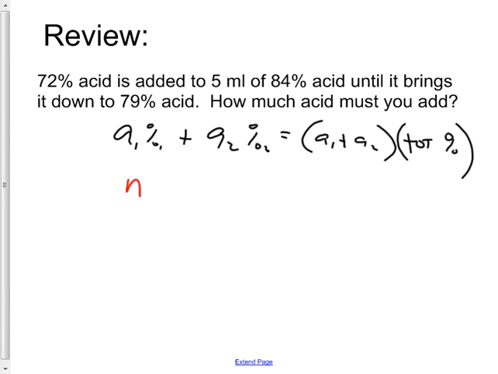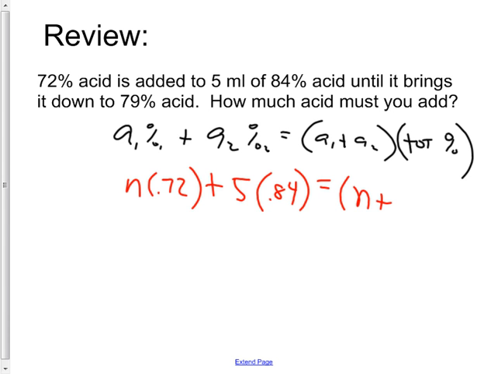Amount 1, I don't know, but it's 72% acid. Plus amount 2, I do know, 5 times 0.84. Equals amount 1, n, plus amount 2, 5, times the total percent, it says 79%. Again, grind it out. I'm going to save some time here, jump right to the answer.